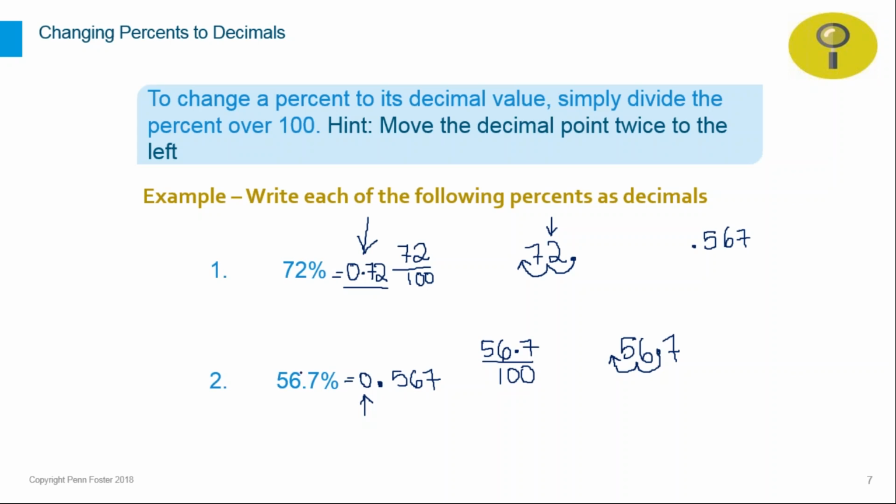Any questions? If you have questions, remember you can type them in the questions box. The raise your hand feature is not enabled.